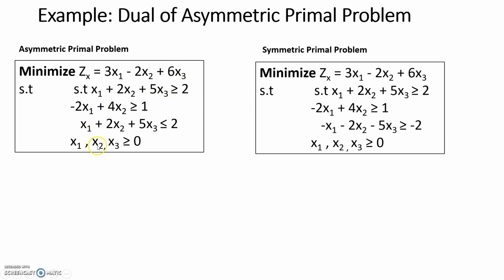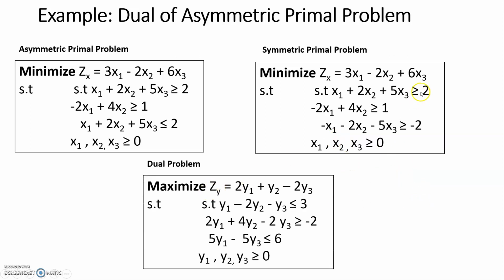Now the rest of the problem is the same except this constraint. We want to convert this inequality into greater than or equal to. So how can we convert the inequality less than into greater than, or greater than into less than? By multiplying the constraint with minus 1. So it will become -x1 - 2x2 - 5x3 greater than or equal to -2. Now this is a symmetrical primal problem. Now we can easily convert this problem into dual as we discussed in the last example.